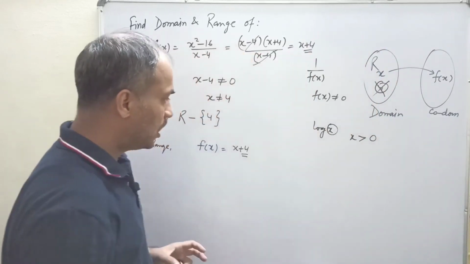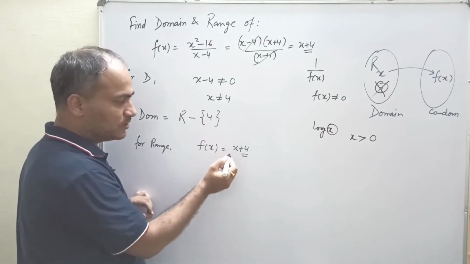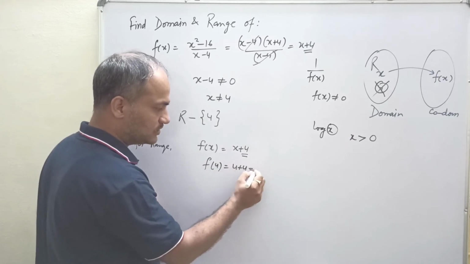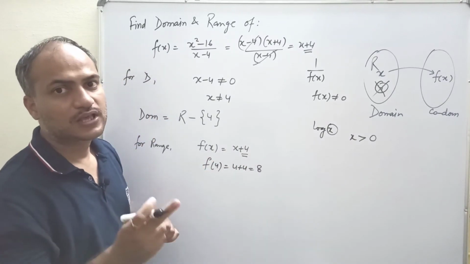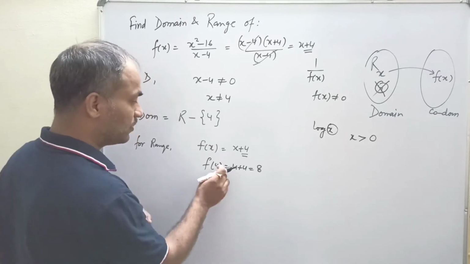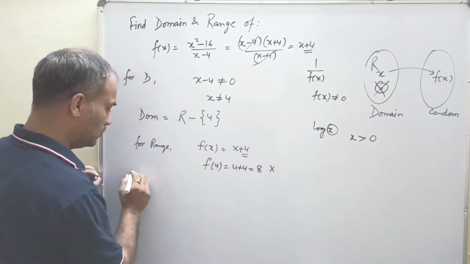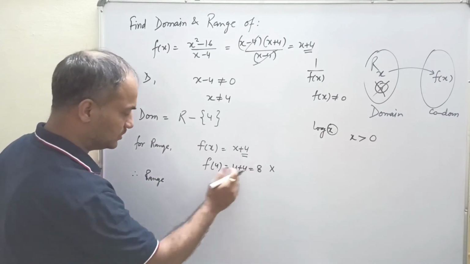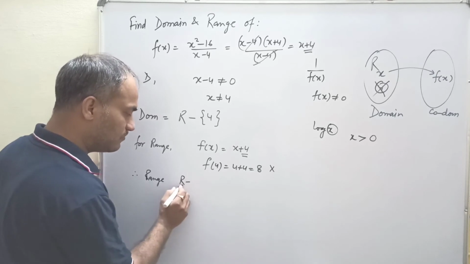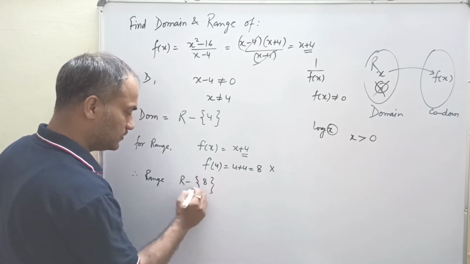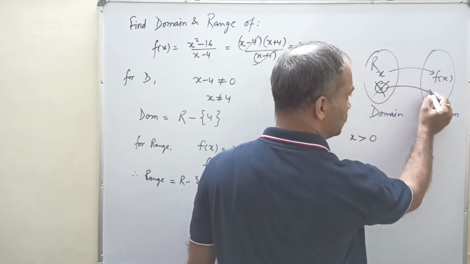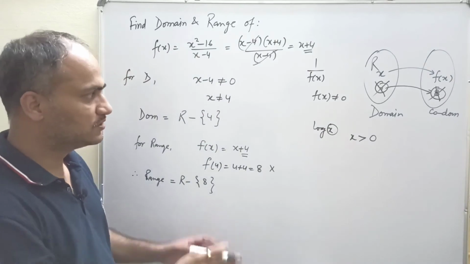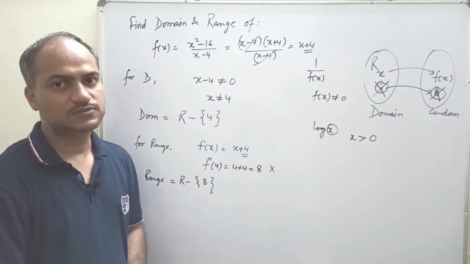Now if 4 is not there, then the value f(4), that is 4 plus 4, that is 8, will not be there in the range. Therefore the range will be all values excluding this value. The range will be the real numbers minus 8. So when 4 is not there, the image of 4, that is 8, will also not be there in the range. This is the criteria, this is the way to find it.